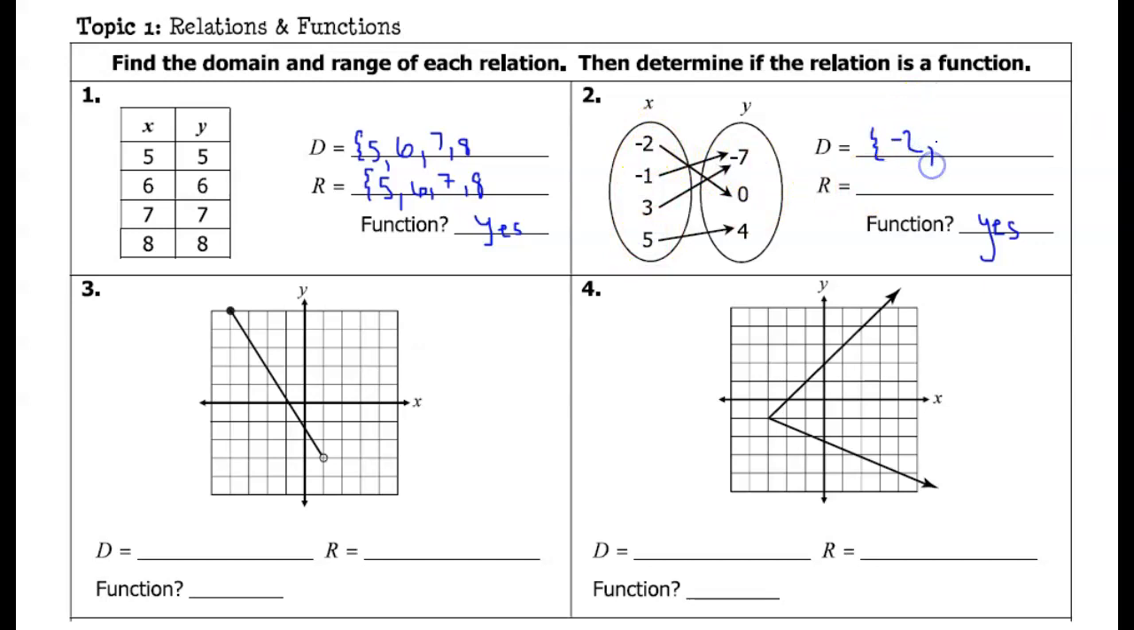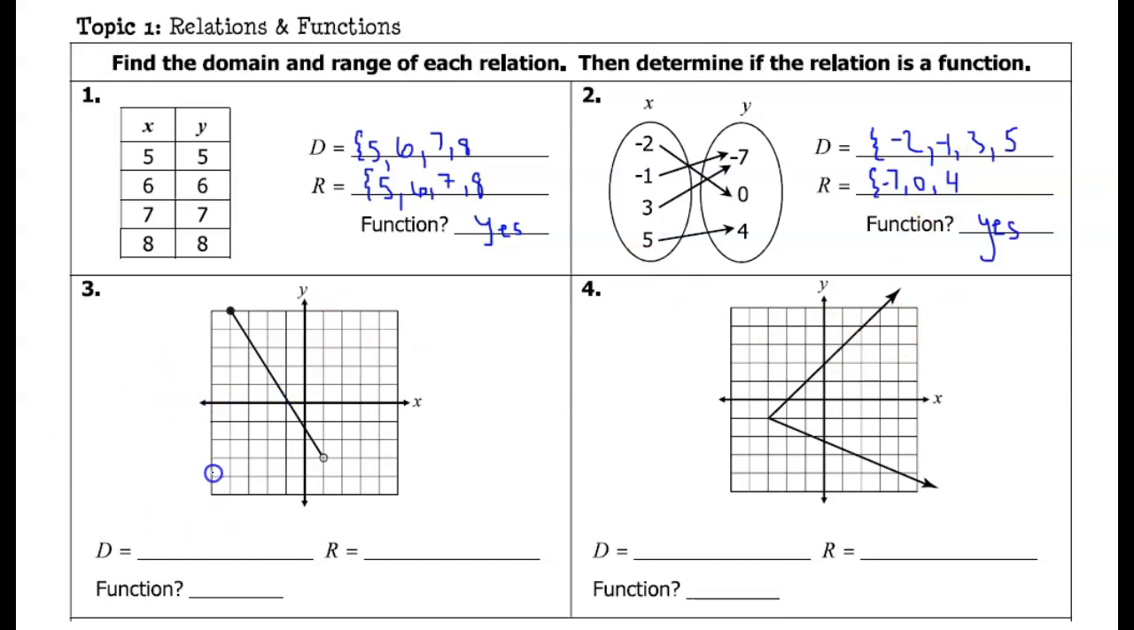-2, -1, 3, 5, all the x values. Now I'm going to list my y values. -7, 0, 4, all my y values. All right, now I'm going to move on.